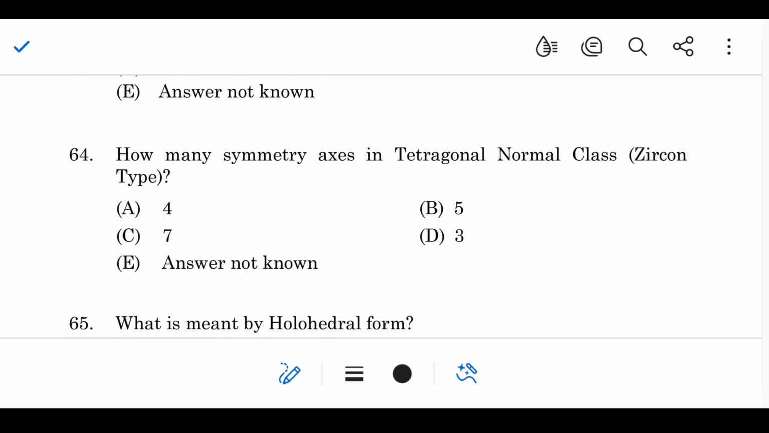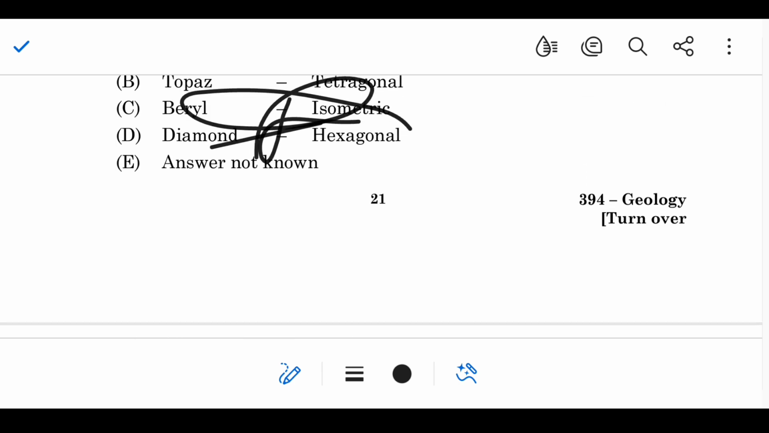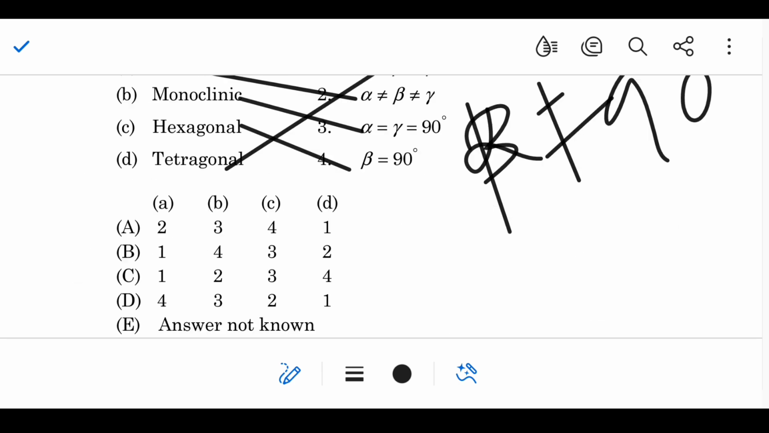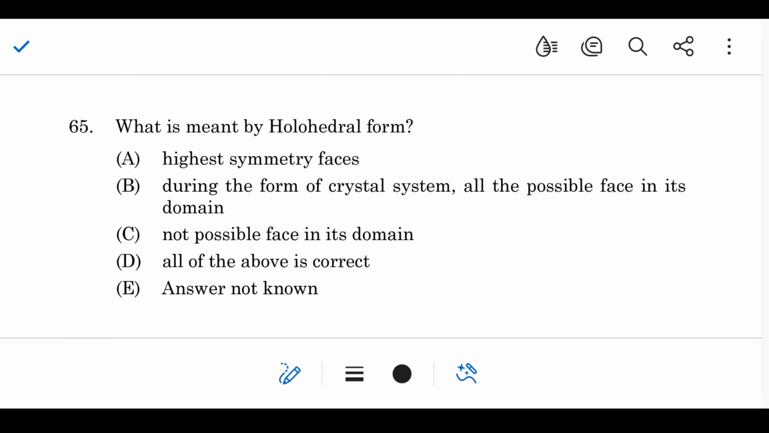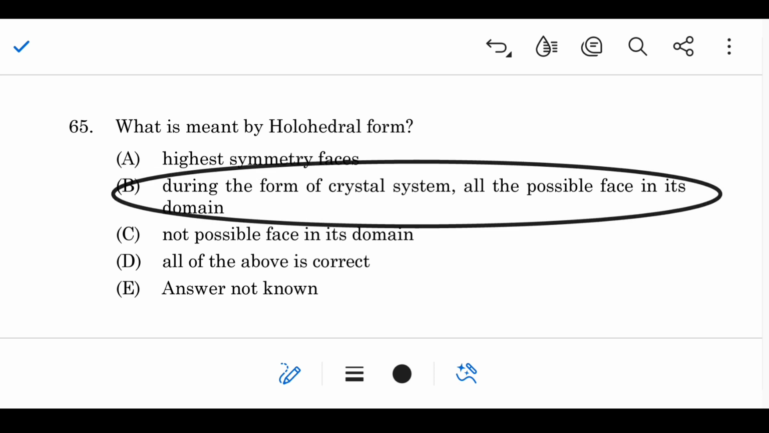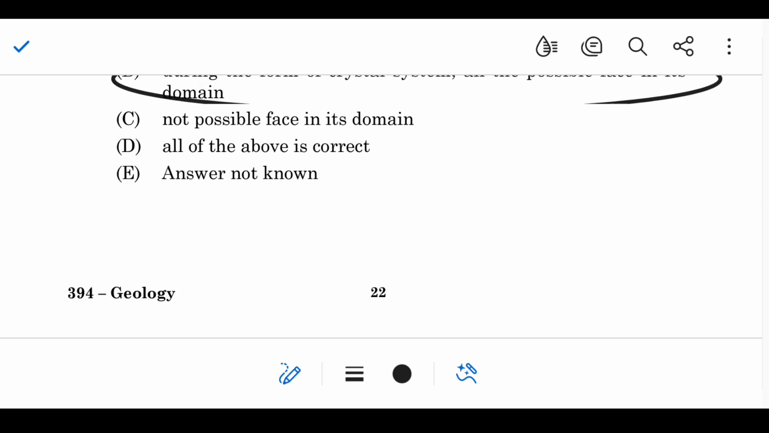Okay, how many axes in the tetragonal system? Tetragonal normal class, zircon type, is 7. Okay, we have seen that it is tetragonal normal. Okay, what is meant by holohedral form? During the formation of a crystal system, all the possible faces in its domain appear. That is the holohedral form.